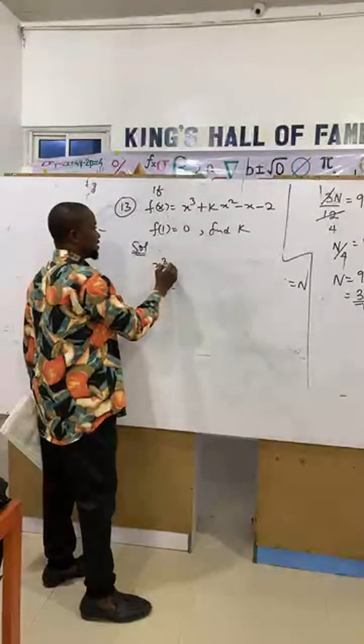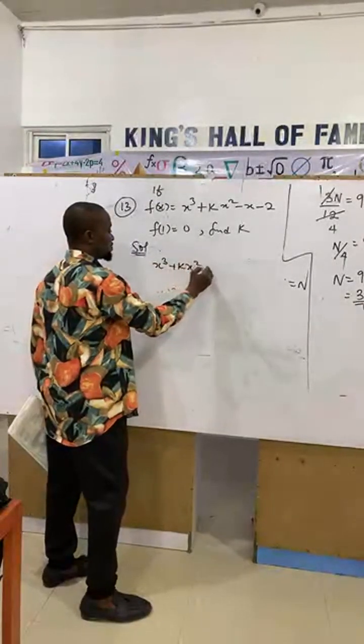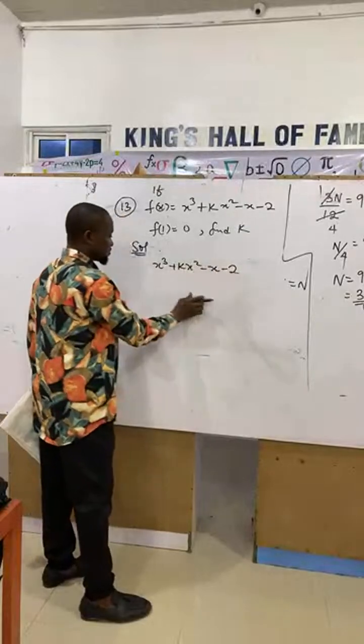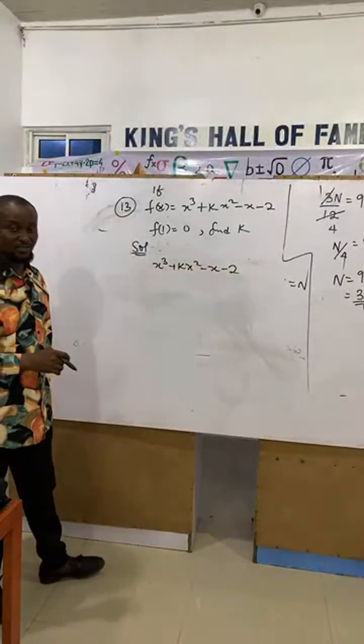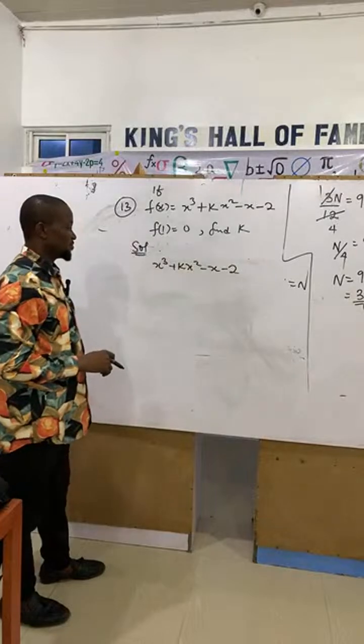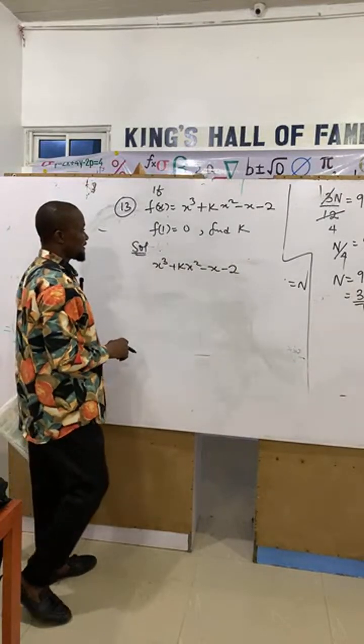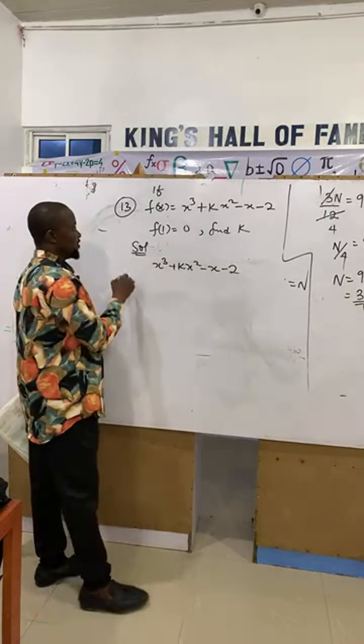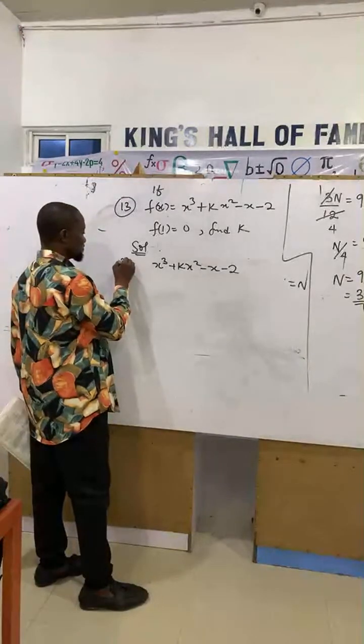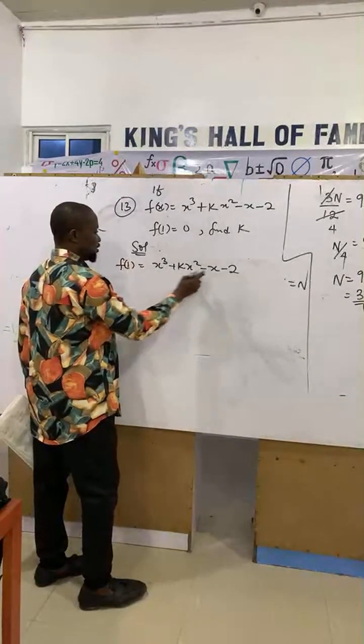X to the power of 3 plus k x squared minus x minus 2. You want to find the value of k. And we say f of 1 equals 0.